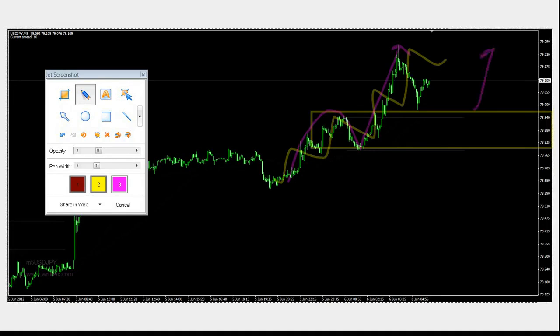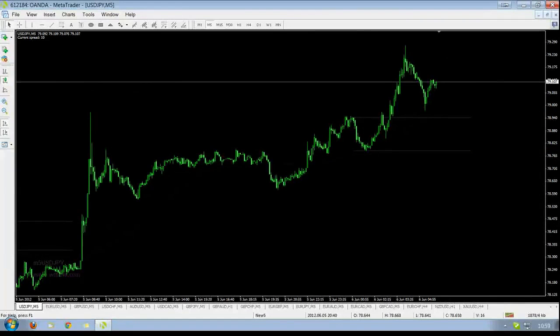If she breaks down below, that is what would alter the bias, and then we'd look for resistance to be established. And once resistance is established, that kind of gives you a confirmation that you can start looking to be entering trades in the direction heading south. Does it get any easier? Okay, Euro JPY.